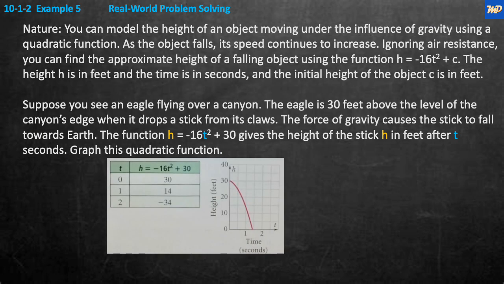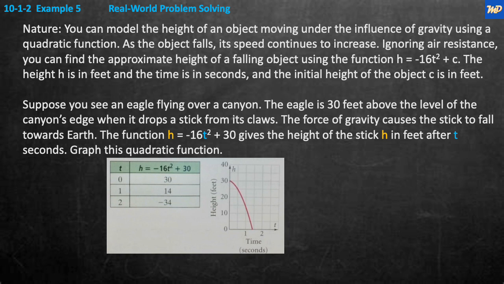Okay, example 5. It's a real world problem we're going to solve here, and it's an interesting one. Actually, learning something in physics, you'll see these types of equations. If you stay with mathematics into the future, you're going to see these equations quite a bit. So it's very, very common. So it says, in nature, you can model the height of an object moving under the influence of gravity using a quadratic function. So we're going to look at gravity having an effect on the object.